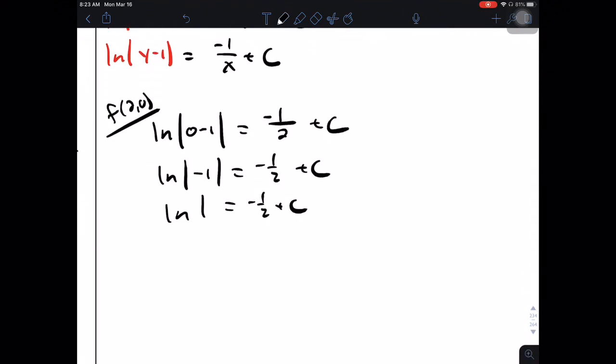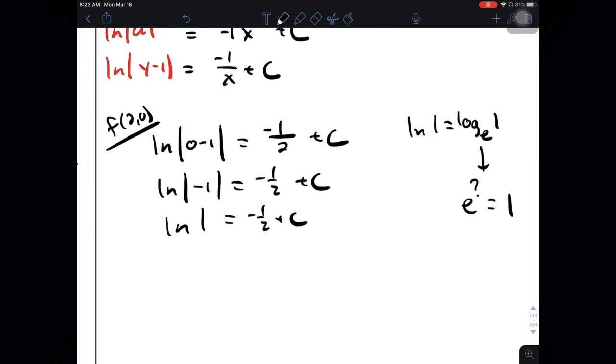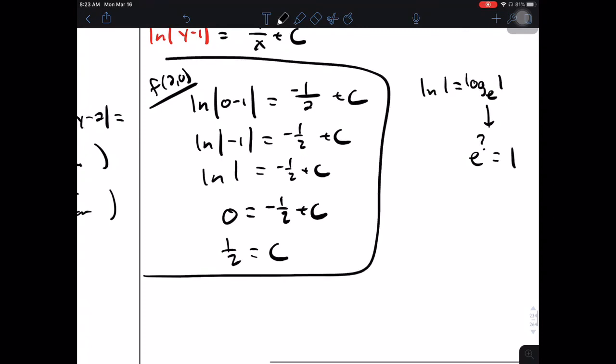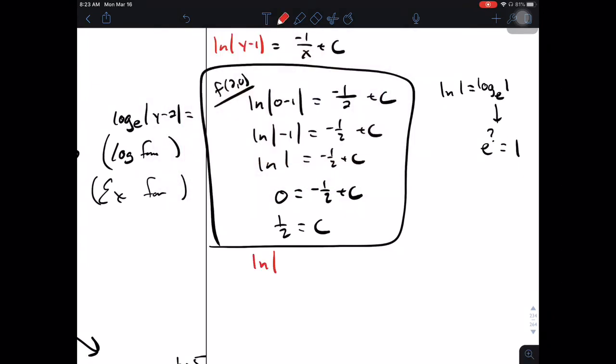Quick reminder, natural log of 1 means log base e of 1. And what does this mean? It means e to what exponent is 1? And the answer is 0. So this is 0 equals negative 1/2 plus c, which means that c is 1/2. If c is a half, then we can say that our equation, natural log of the absolute value of y minus 1, equals negative 1 over x plus 1/2.